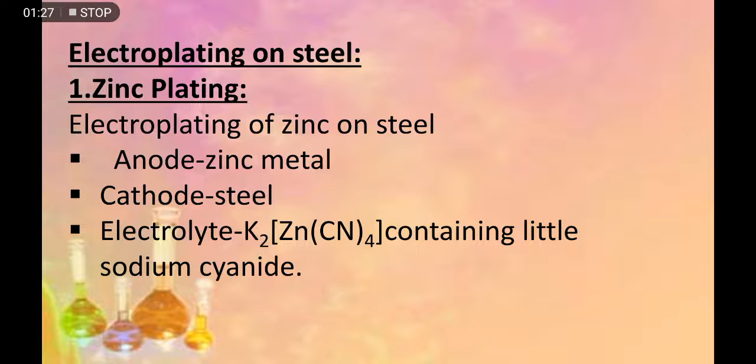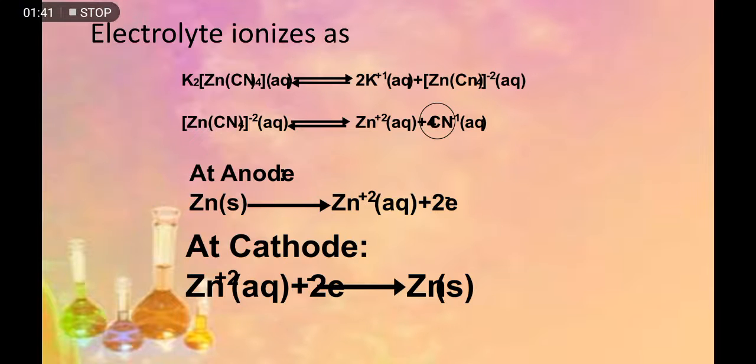Anode will be zinc metal and cathode will be steel. As we are doing zinc plating, our electrolyte should contain zinc metal. So our electrolyte is potassium zinc cyanide containing sodium cyanide. Electrolyte should have conducting charges, like in this case it should have freely movable zinc ions.